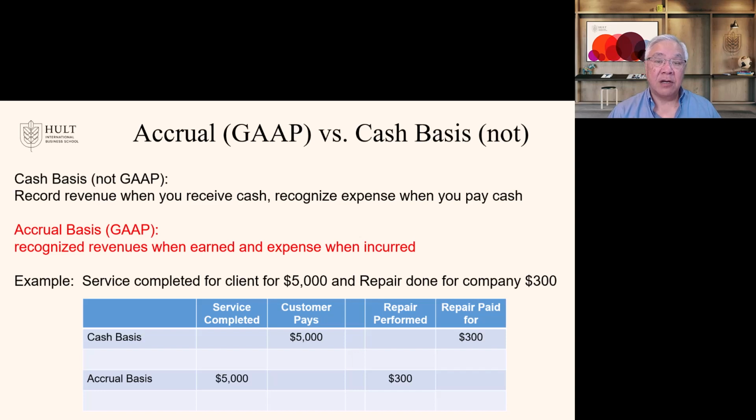On an accrual basis, the mere completion of the contract for the client means you've earned the $5,000, and you get to count the revenue when the service is completed and has no bearing on the cash received. Same thing, once the repair is done and done properly, you owe the money, and that's when you record the expense as a repair. So you can see that cash basis and accrual basis are very, very different.